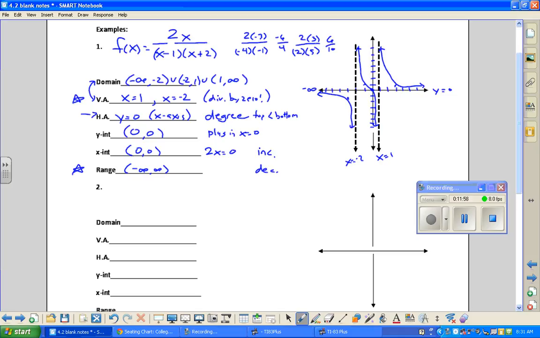What about increasing, decreasing? What's the first piece doing? It's decreasing. What's the second piece? Decreasing. What about the third piece? Decreasing. Yes, that's right. So you could copy the whole domain basically. For space, we'll just say all domain, and increasing nowhere.